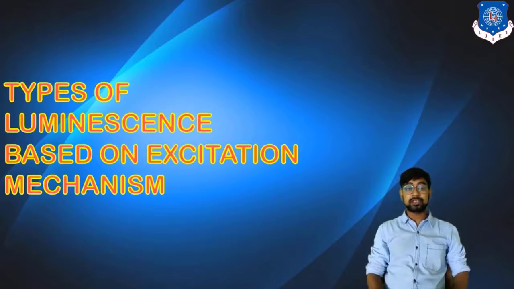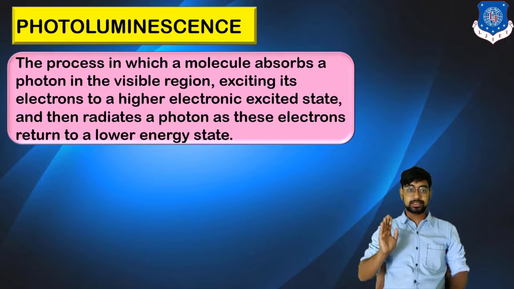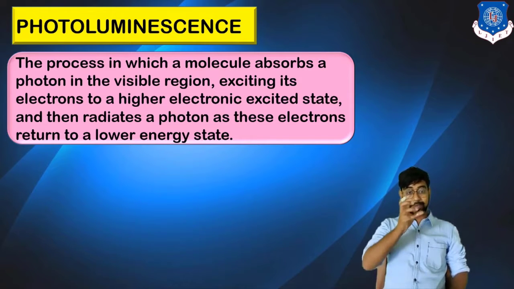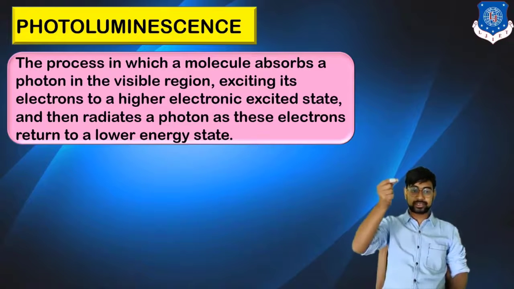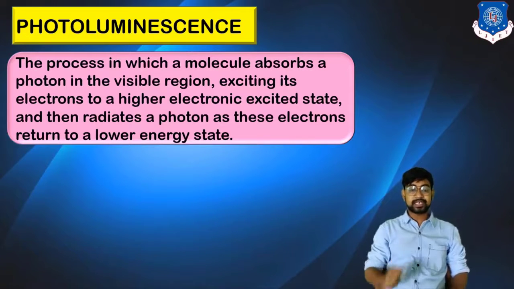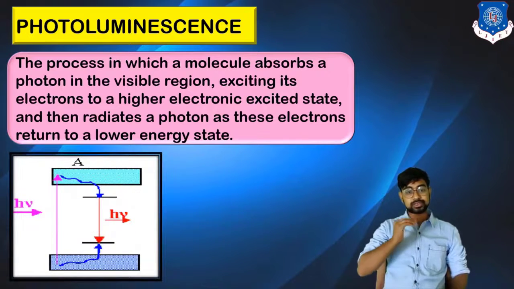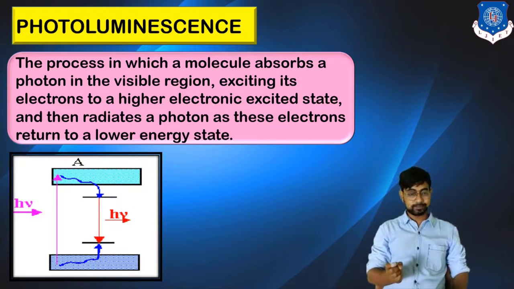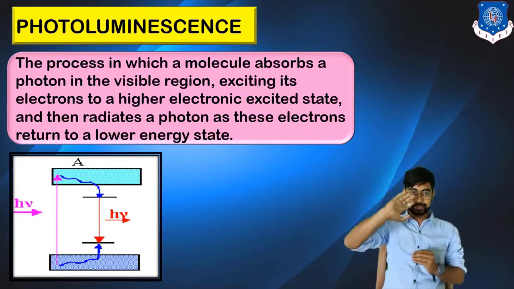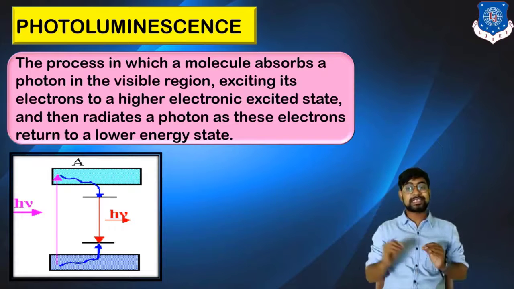Now the types of luminescence on the basis of the excitation mechanism. First is photoluminescence. It is the process in which a molecule absorbs a photon in the visible region, exciting its electron to a higher electronic state, and then radiates a photon as the electron returns to the lower energy state. So you can see there is a two-stage process. First it absorbs, then it goes to the higher energy state, and then when it comes down, it releases the same amount of light.